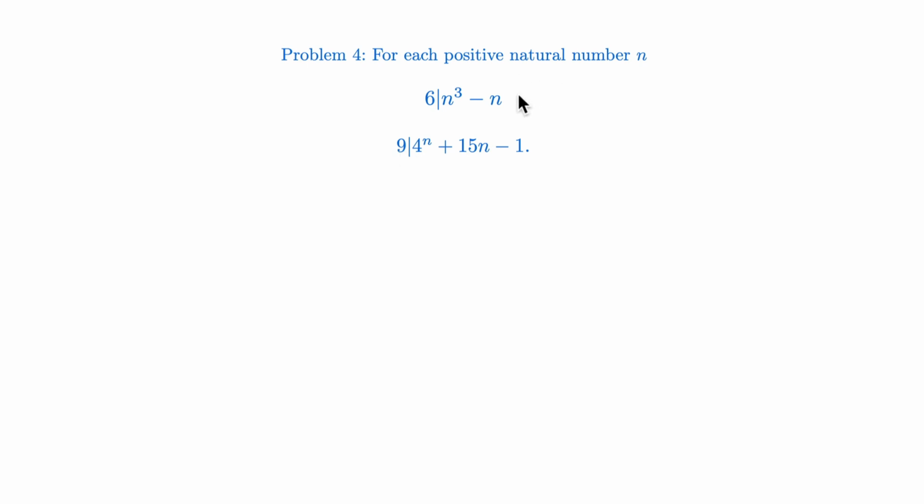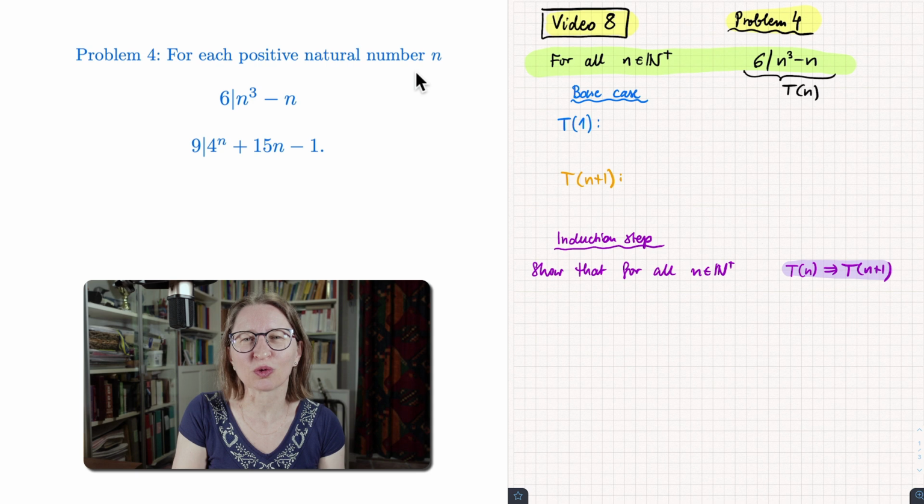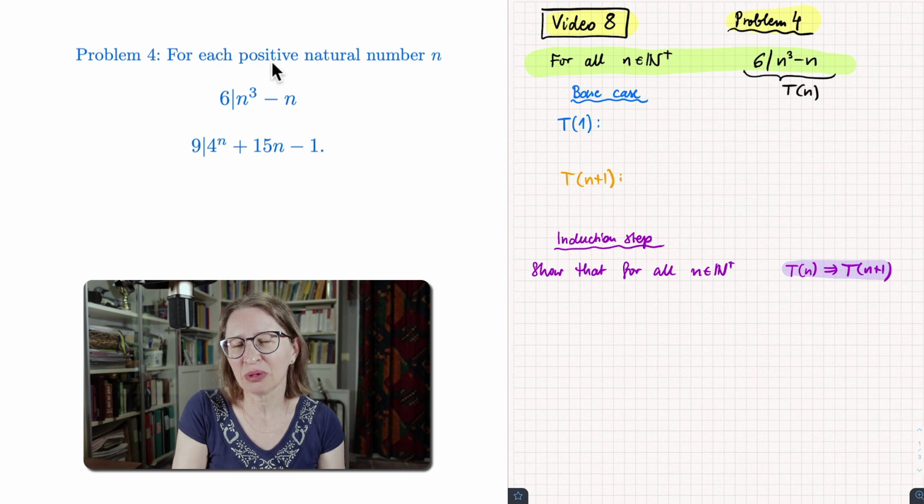And now you see, of course, that even if we take n equal to 0, so the least natural number, we will still get true statements, because here we have 0 is divisible by 6, and here also, because 4 to 0 is 1, this will be 1 minus 1, which is 0, divisible by 9. But okay, of course, we prove what we are asked to prove, right? So we start with 1. And now I will just write down this proof.